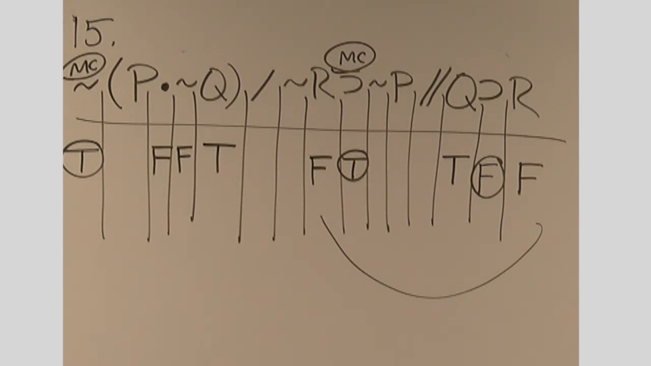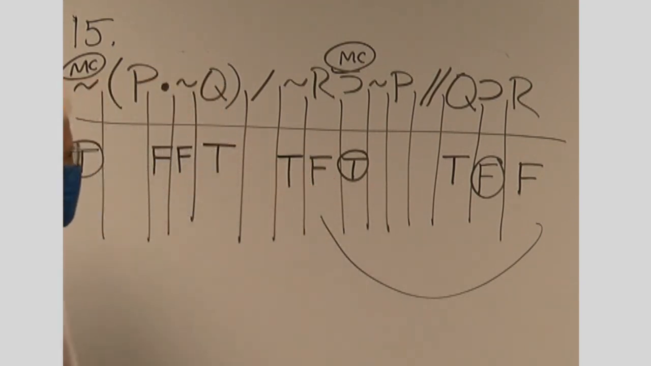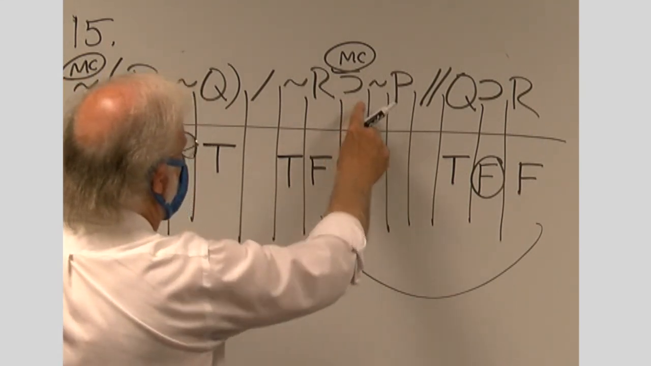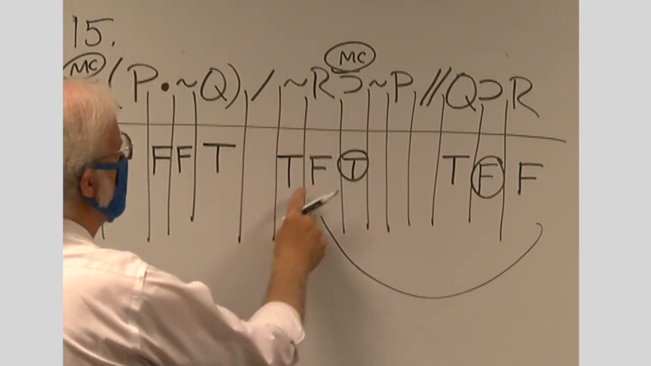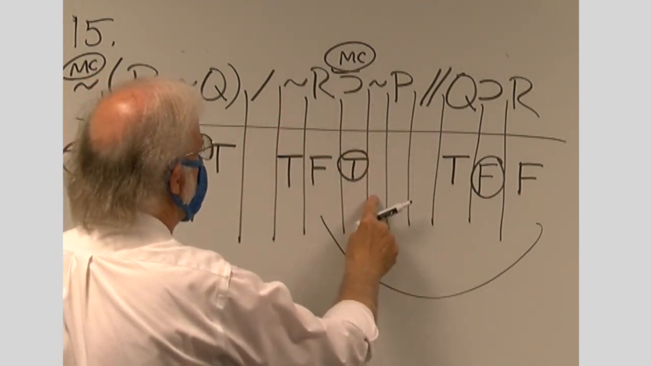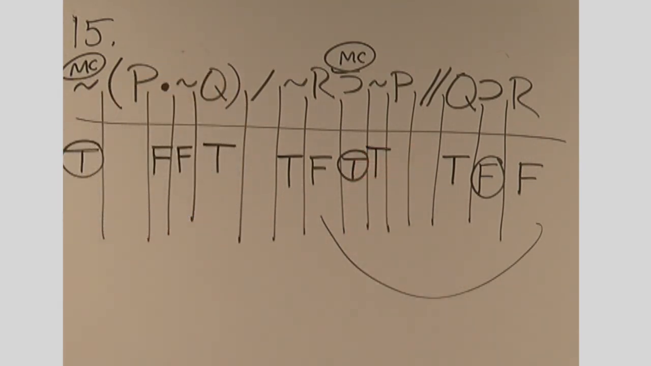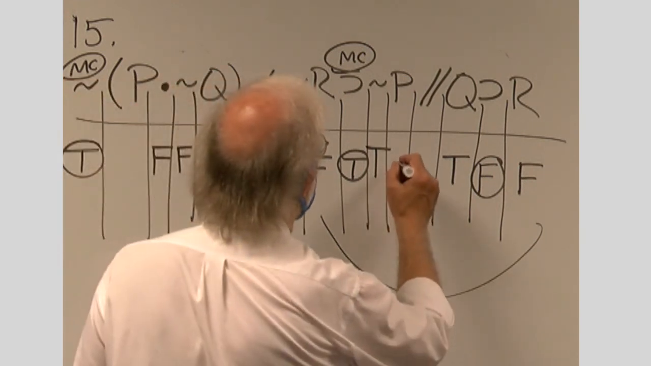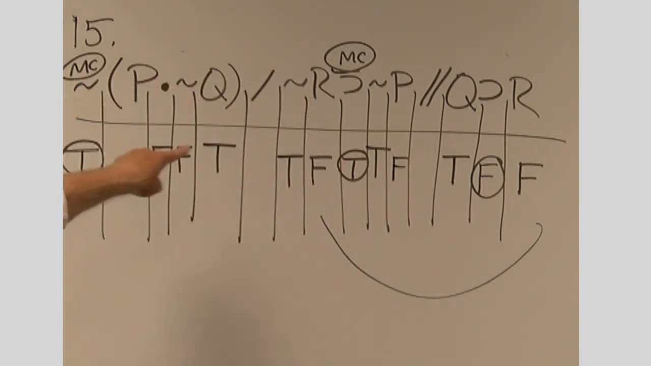Okay, well, if R is false, that means not R surely has to be true. And if we're thinking like Sherlock Holmes, we realize, well, if that horseshoe is true and the antecedent is true, that forces the consequent to be true. Not P has to be true. But if not P is true, that means P has to be false. Let's check it. Did we have another P?